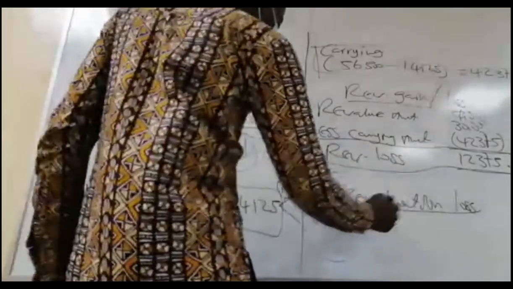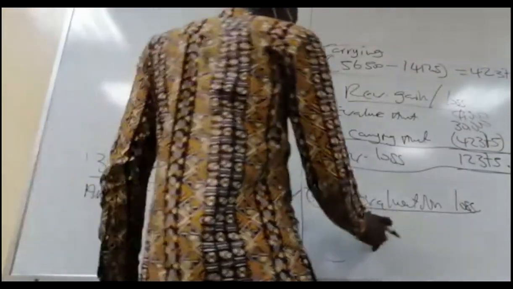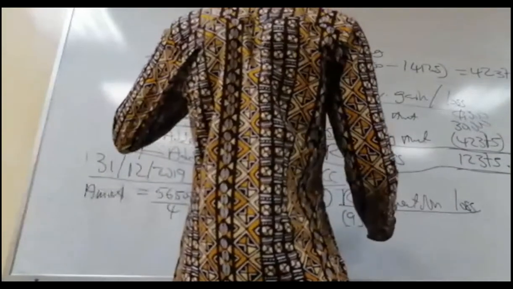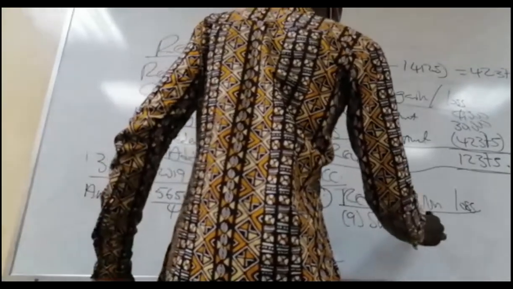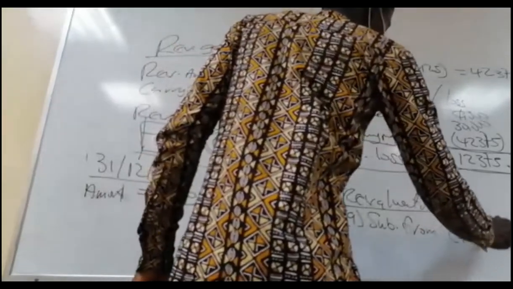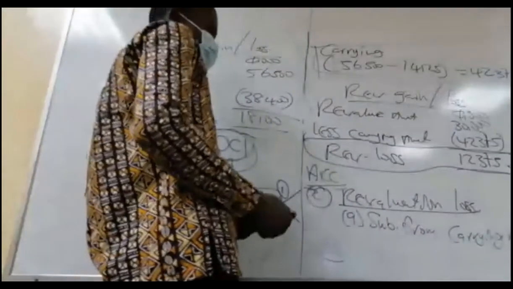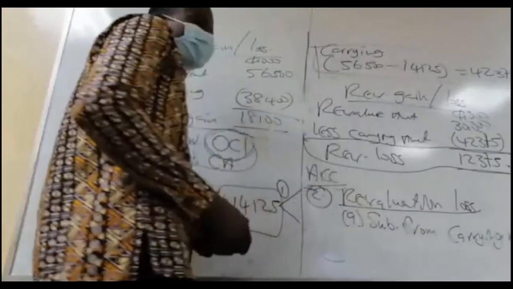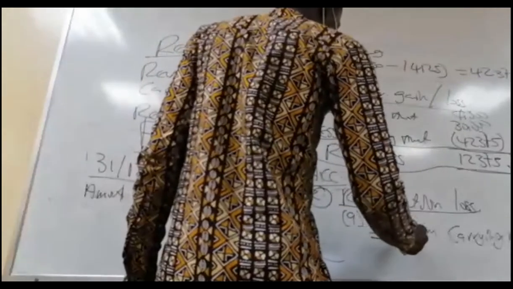So treatment number 1. Subtract the loss from the carrying amount of the asset. That's the first treatment, which will be recognized in the statement of financial position. So this one goes to the financial position after the subtraction.